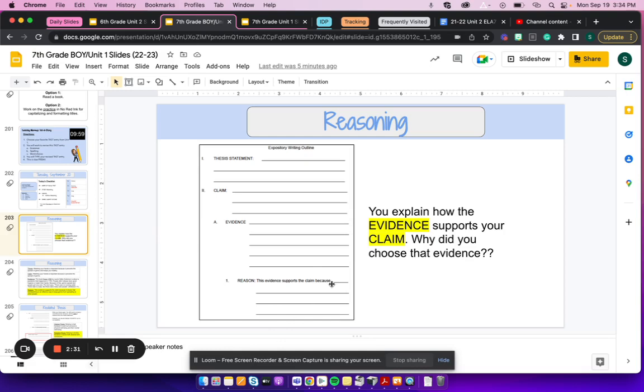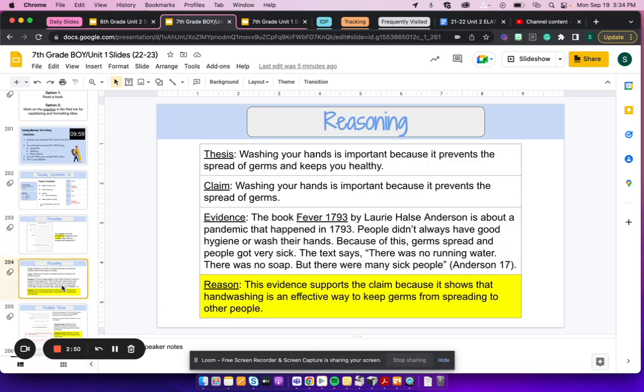So we talked about this before, but each of your body paragraphs follows the structure claim, evidence, reasoning. So you've already written your claim and you found evidence to support that claim. And now you are writing reasoning explaining how this evidence supports the claim. So you will need to add reasoning both on the front of your paper and on the back of your paper. So let's look at an example here.